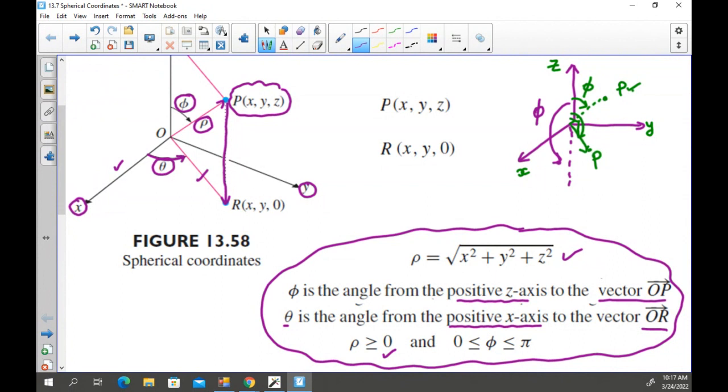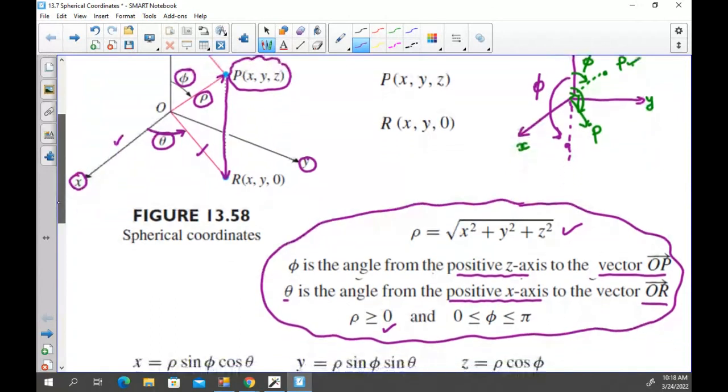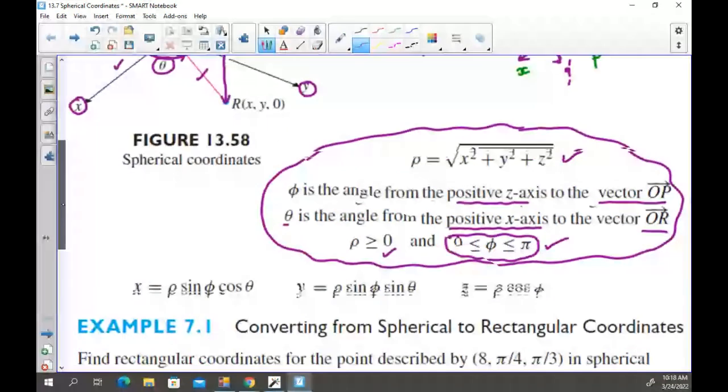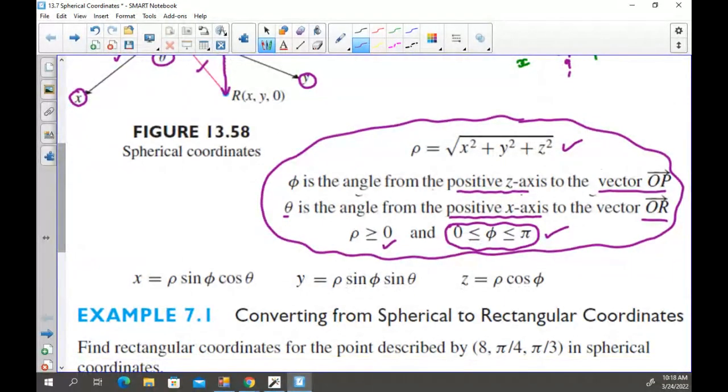What is the maximum value for phi? The maximum value for phi will be 180 degrees. Exactly. So you can see, phi is always from 0 to pi. Not possible to have phi more than 180 degrees. Wherever you put the point P, phi will be somewhere from 0 to 180 degrees.